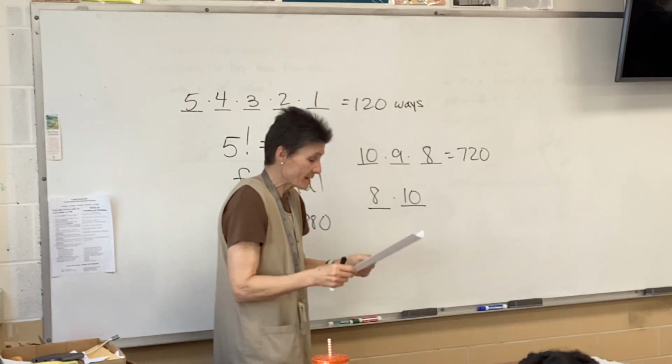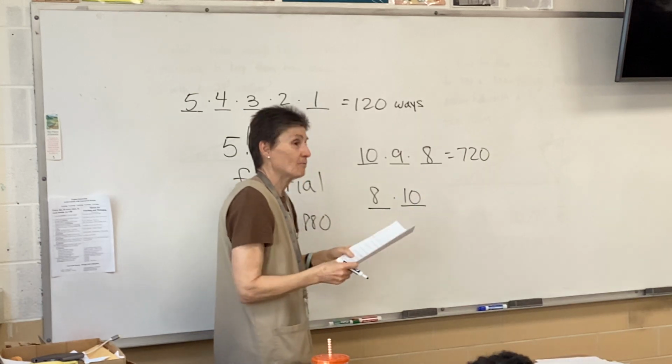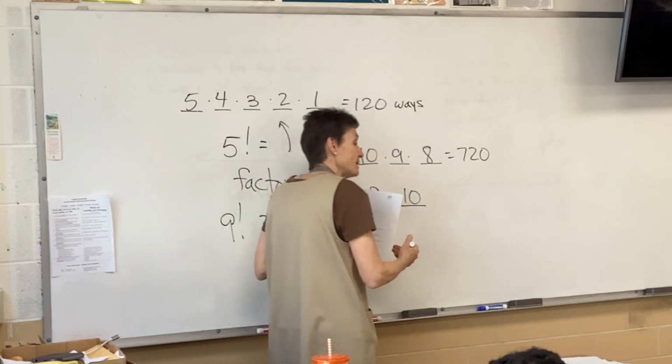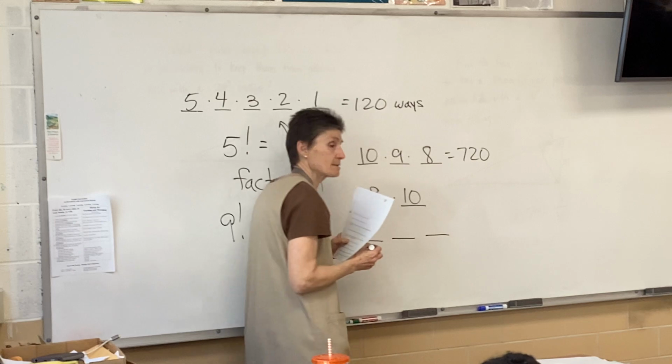Mr. Ford has 5 sport coats, 12 shirts, and 10 pair of pants. How many outfits does he have? So he gets up, goes to the closet, and he has to pick 3 things.